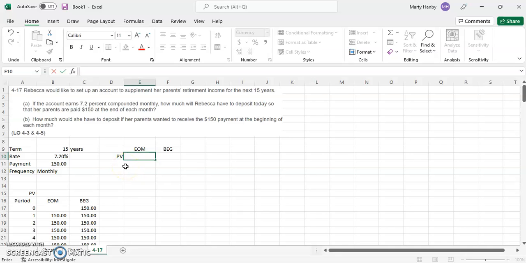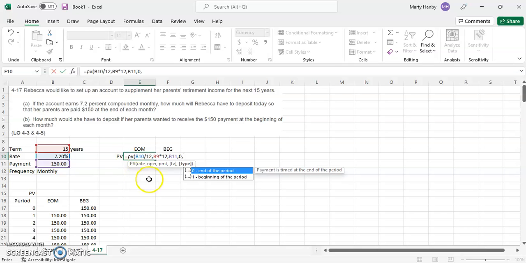So equals, plus will work as well, PV, open paren. The rate is 7.2%, but we've got to make it a monthly rate, so we divide by 12, comma. Then the number of periods is 15 years monthly, so it's 15 times 12, and then comma, payment is the $150, and then future value, the default value here is 0, but we can go ahead and enter it.